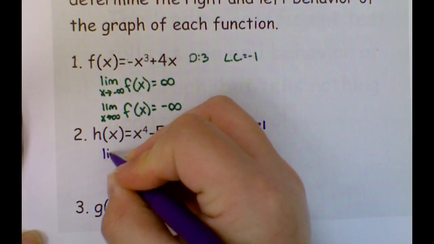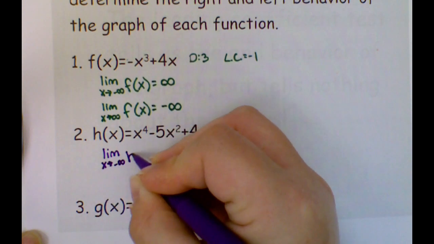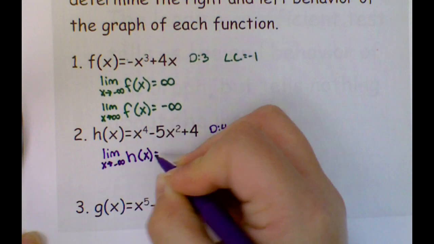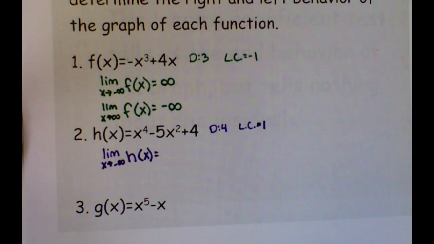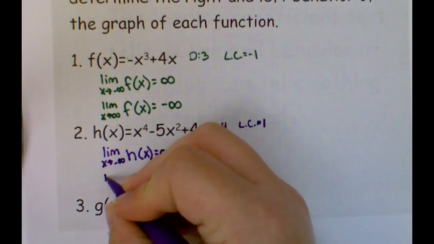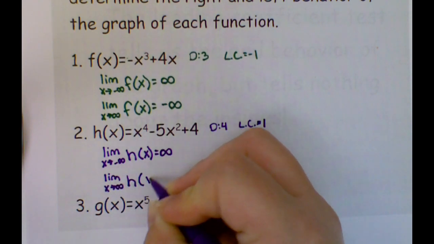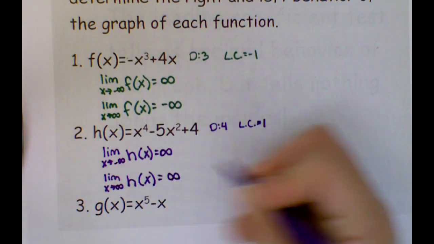So to write the left end goes up, I write the limit as x approaches negative infinity of h of x. And yes, on AP Calculus, on the exam, they are very particular. You have to actually call it h of x. If you called it f of x, they will mark it wrong. What we said, this goes up, so it equals infinity. The limit as x approaches positive infinity of h of x. The right side goes up, so it equals infinity.